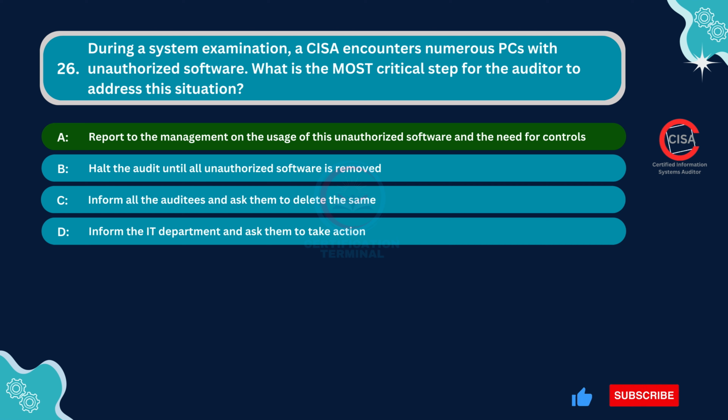Simply informing users or IT might not address the underlying reasons why unauthorized software is being installed. Reporting to management allows for a more comprehensive investigation into the root cause and implementation of preventative controls. Unauthorized software is a security concern. By reporting the issue to management, the auditor is escalating a potential risk that needs to be addressed.